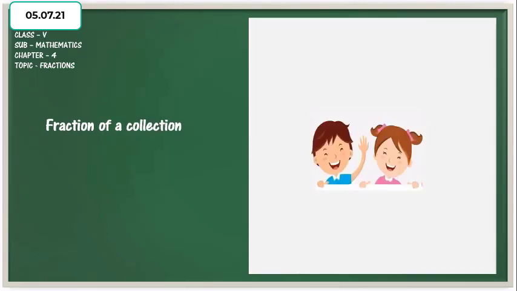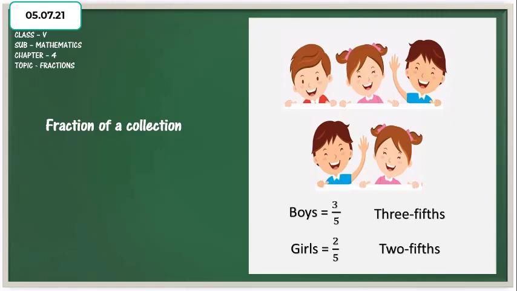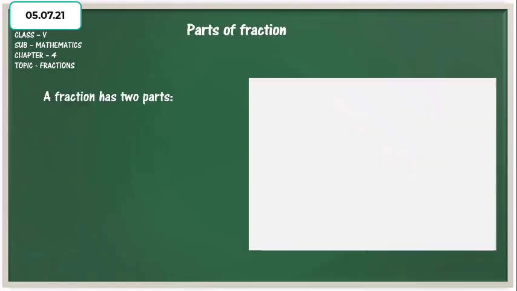Fraction of a collection. A fraction also represents part of a set or collection. For example, there is a group of children. Among them, 2 are girls and 3 are boys. So the fraction of boys will be 3/5, and the fraction of girls will be 2/5.